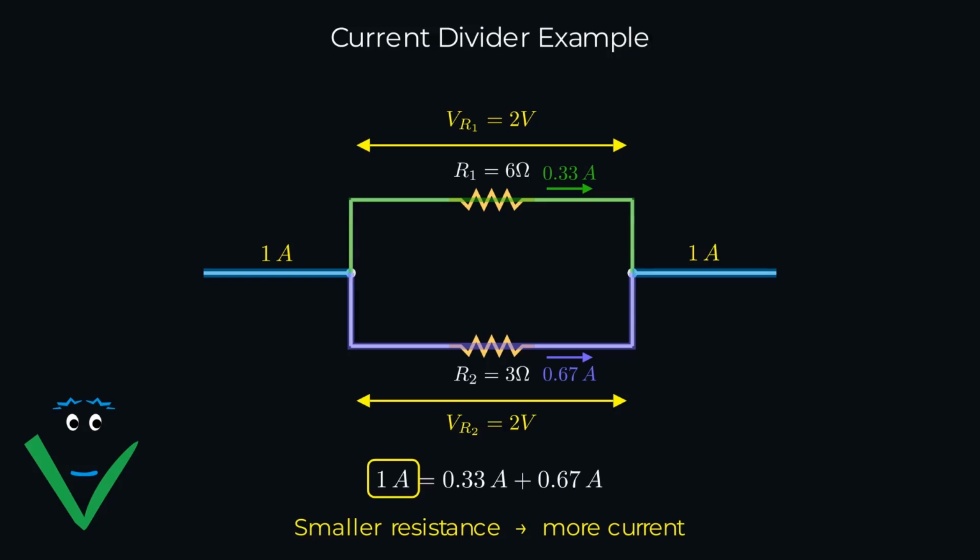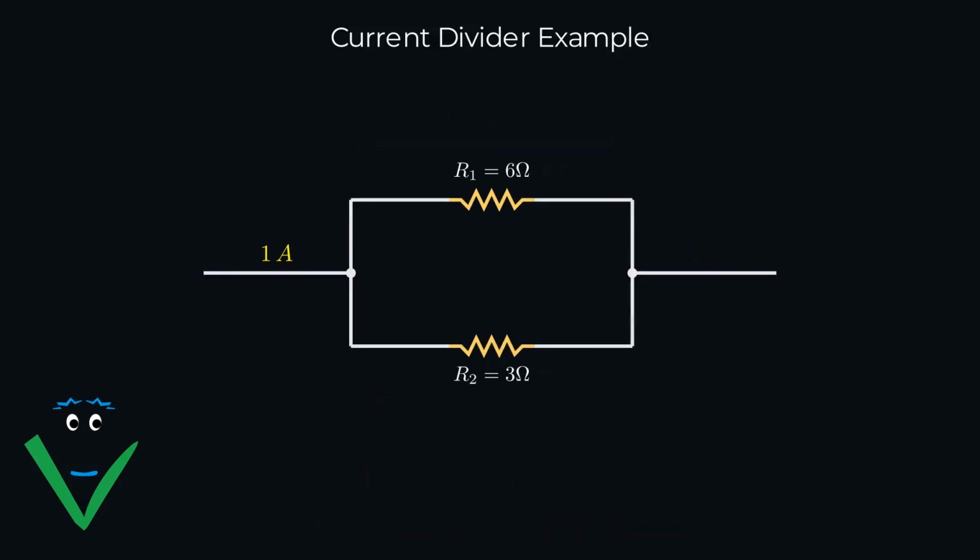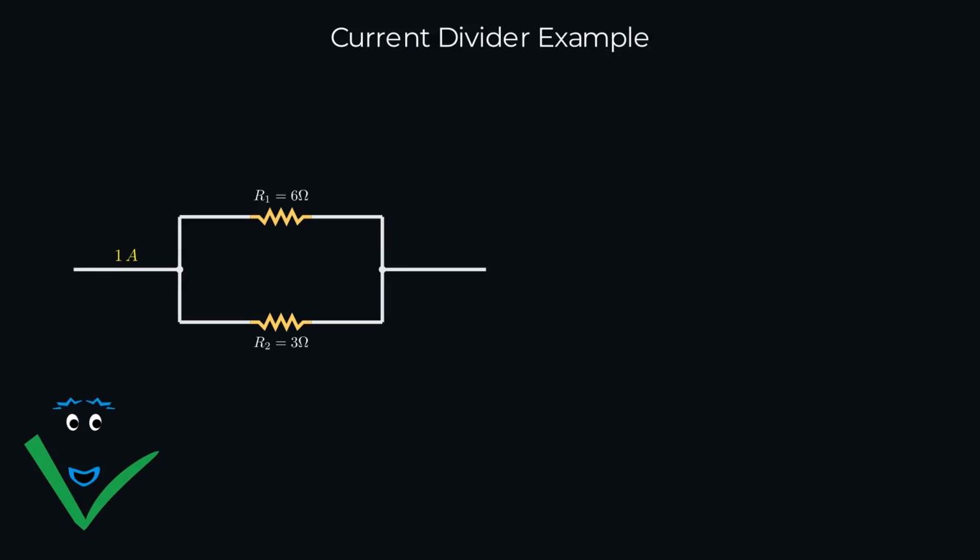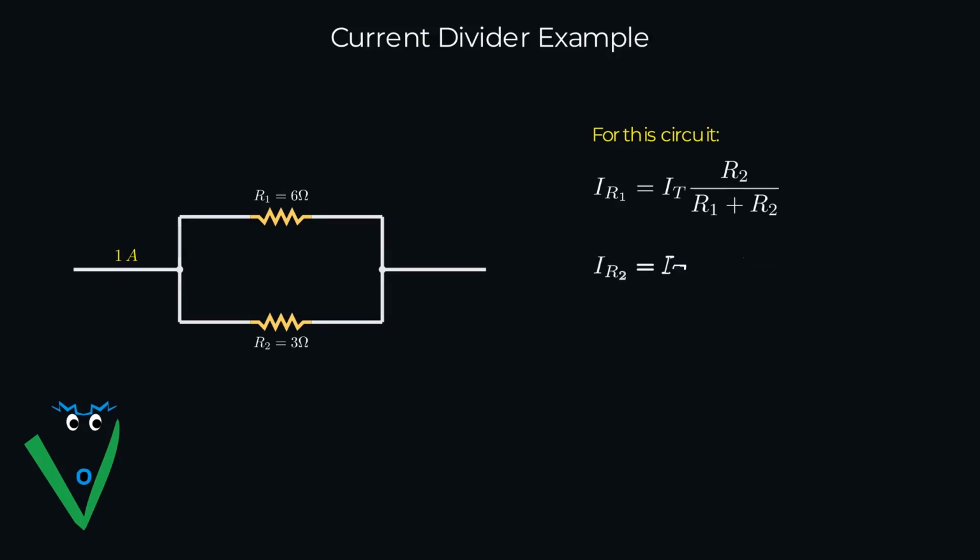But just like the voltage divider, there is also a shortcut formula we can use. For two resistors in parallel, the current through R1 is total current times R2 divided by R1 plus R2. And the current through R2 is total current times R1 divided by R1 plus R2. At first, this may look a little strange because the current through R1 depends on R2 and the current through R2 depends on R1.